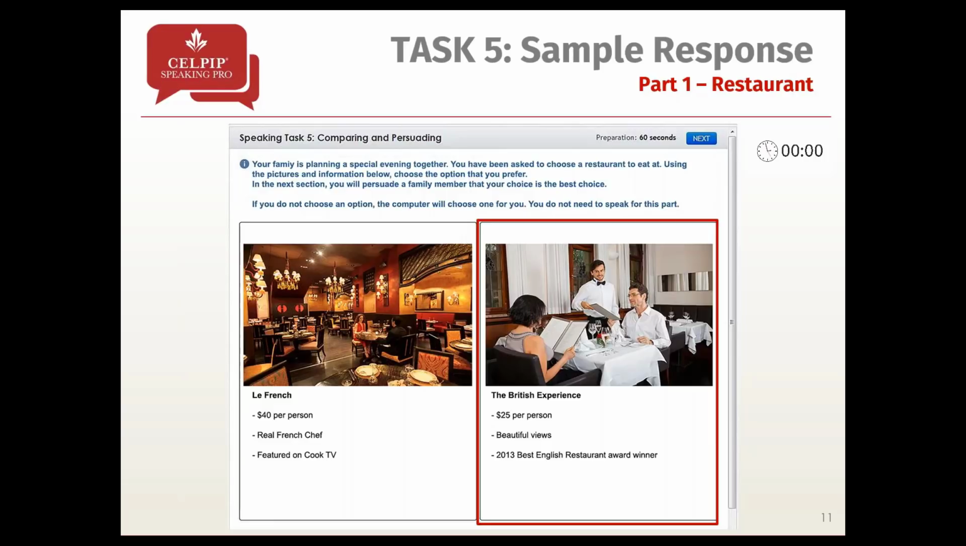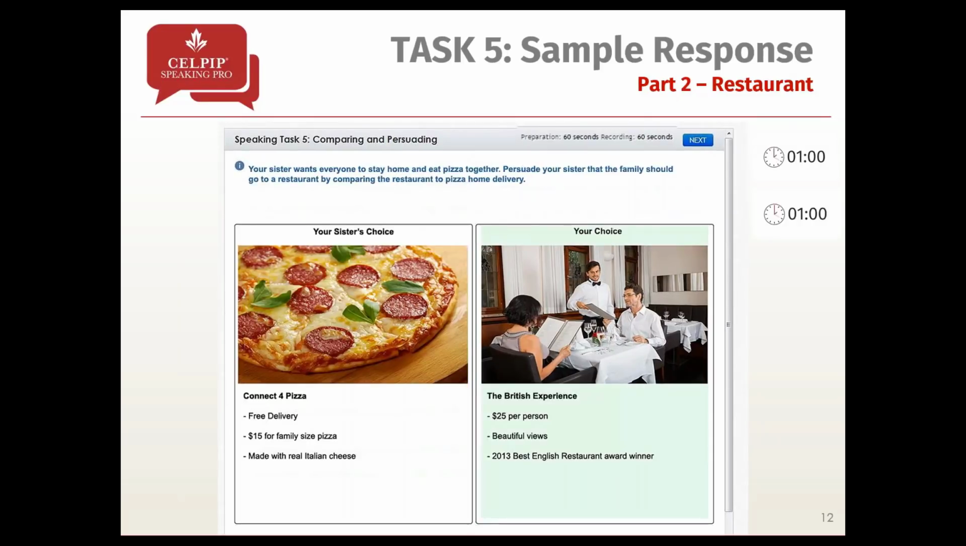And your prep time is up. We are moving to the second part. You will have prep time and recording time. Your prep time begins now.